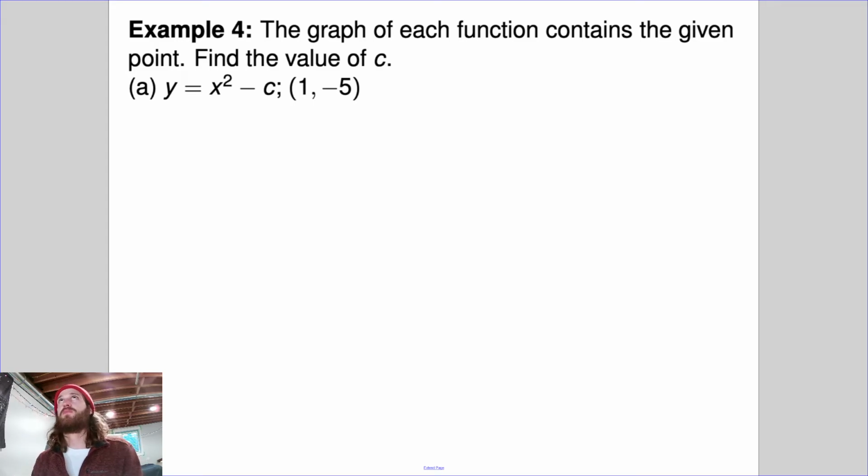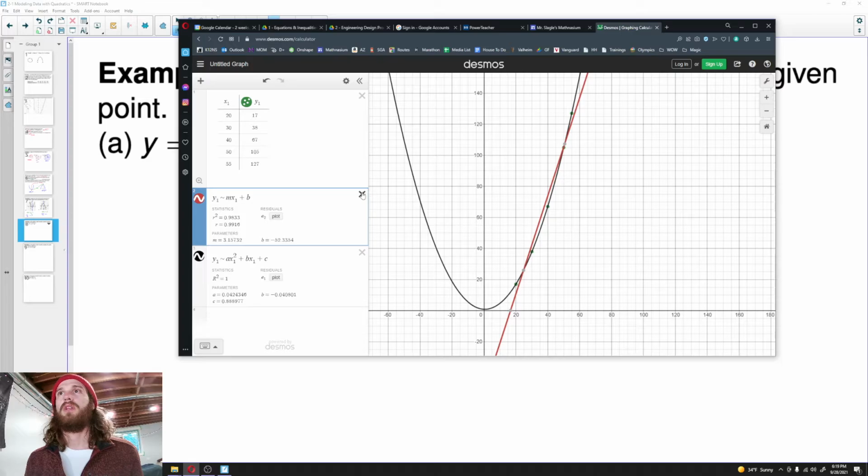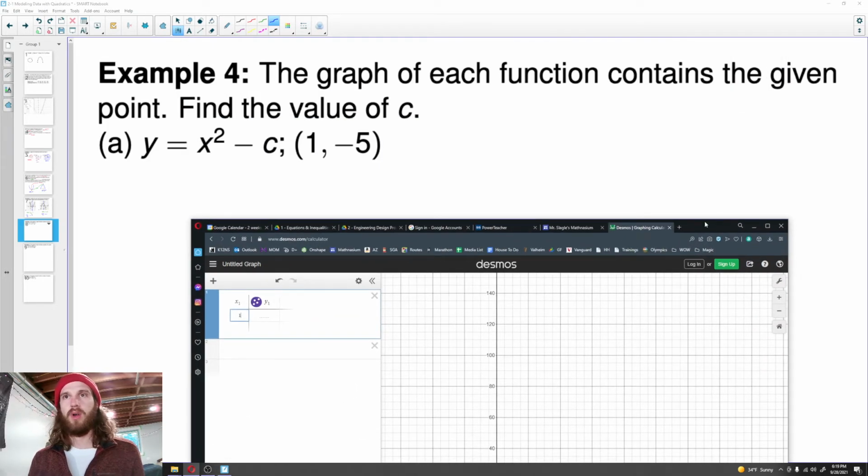So I want to explain what this is asking first before we start doing it algebraically. Let's take a look here. Let me go back into Desmos. Let me delete. We're going to add a new table. Purple points. I'm going to put one point in there. It's the point (1, -5).